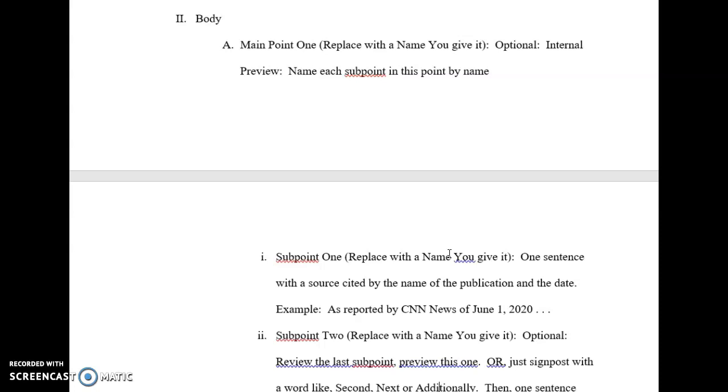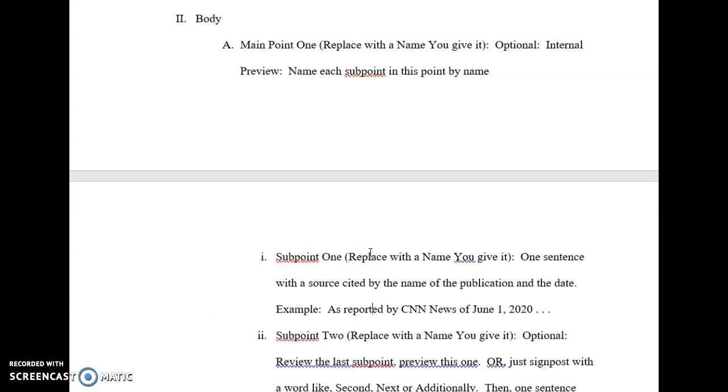Or if you have 3 reasons, and your first reason is the police get a bad rap, then you just replace it with the police get a bad rap. Or if you're taking the other side, you'd say the police get away with too much. A would just say the police get away with too much.